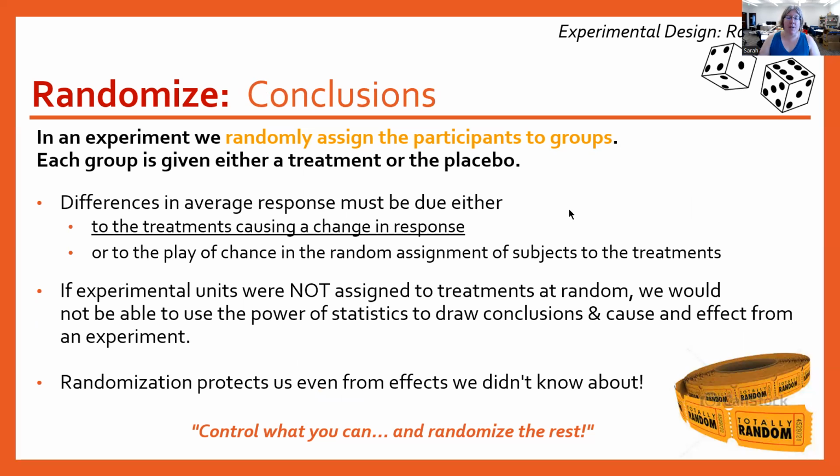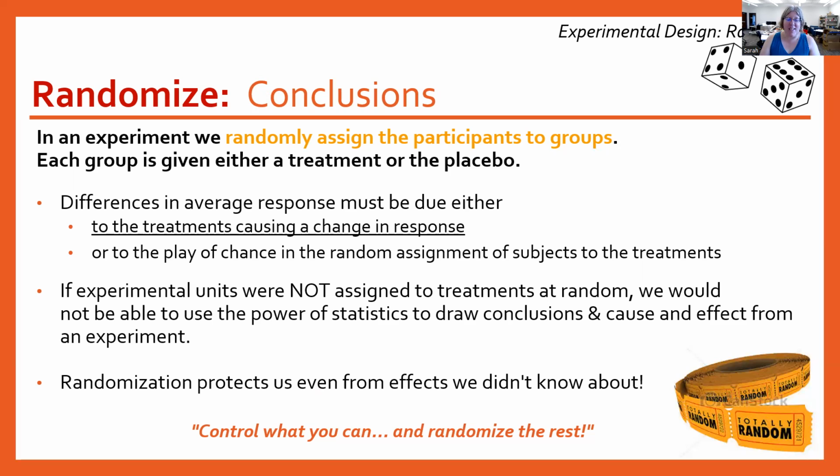If experimental units were not assigned to treatments at random, so if I just said, okay, pick your favorite group that you want to be in, we would not be able to use the power of statistics to draw conclusions, and we would not be able to get cause and effect. So this random assignment of participants to groups is what gives us our cause and effect.